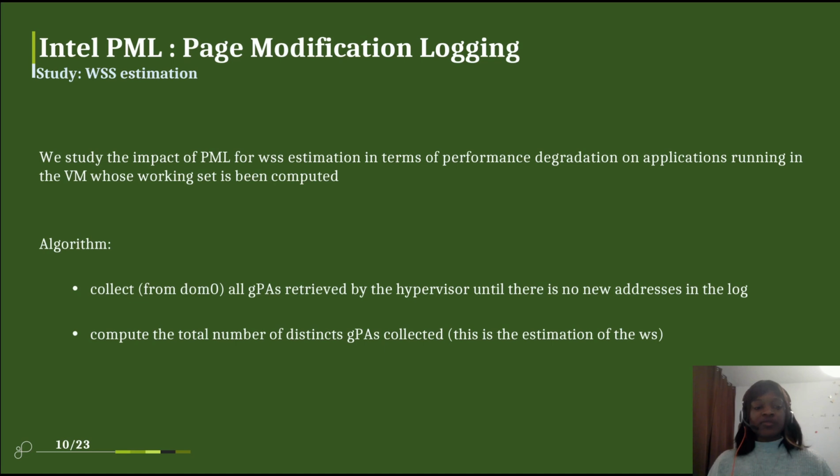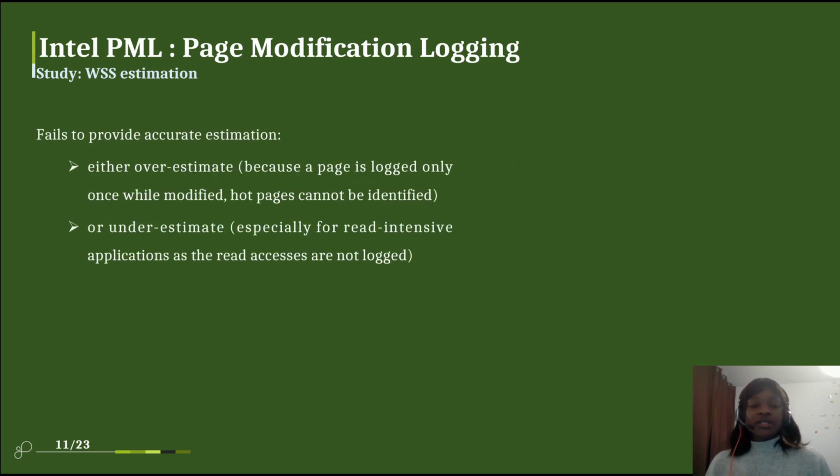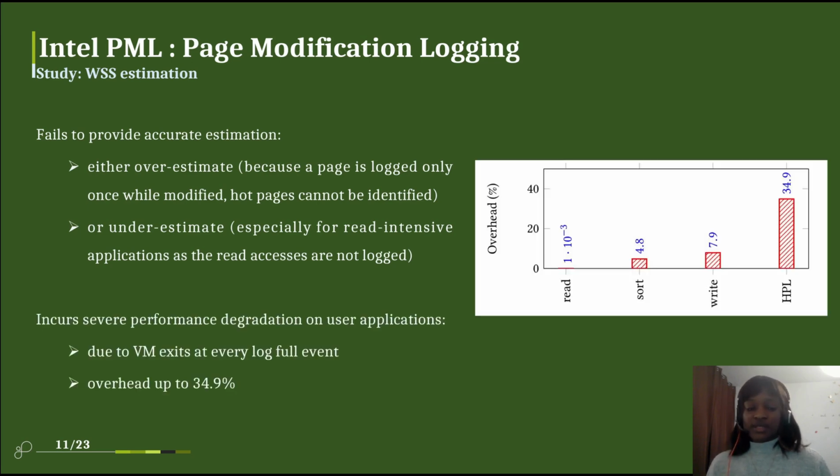The algorithm is as follows. From the Dom0, we collect all the guest physical addresses that are retrieved by the hypervisor until there are no new addresses in the log. Afterward, we compute the total number of distinct guest physical addresses that have been collected. Such a working set size estimation system based on the current version of PML will either overestimate or underestimate the working set, and due to VM exits, overheads on application can go up to 34%, specifically for very write intensive applications.